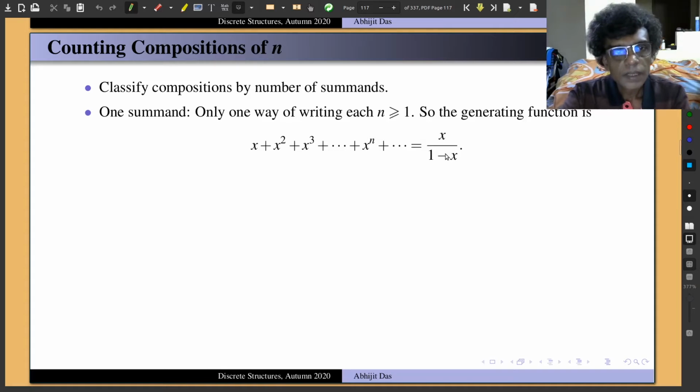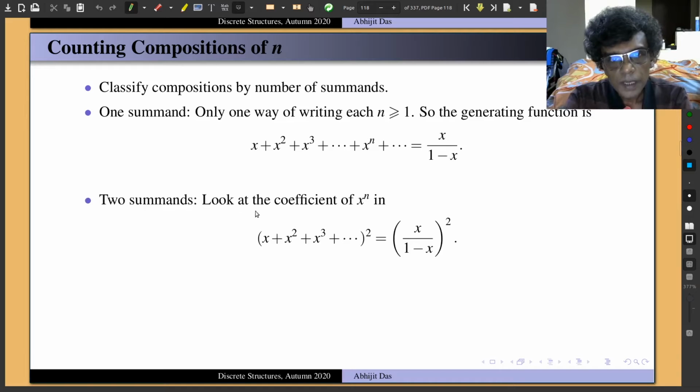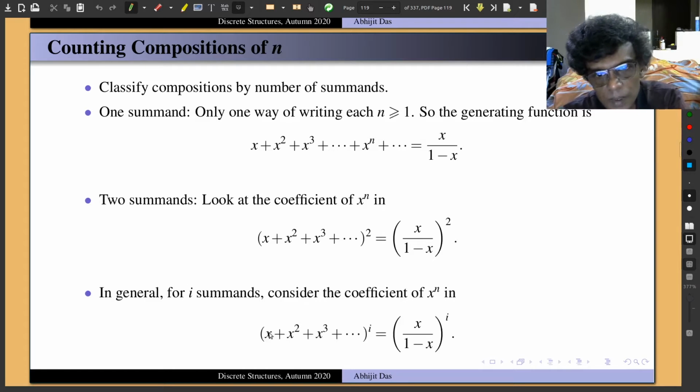Okay, then if I consider two summands, it may be (x plus x square plus x cube and so on) whole square. So it's the coefficient of x power n in this, which simplifies to x over 1 minus x whole square. In general, if I consider i summands for some i greater than or equal to 1, we consider the coefficient of x power n in (x plus x square plus x cube and so on) whole power i, that is x over 1 minus x whole power i.